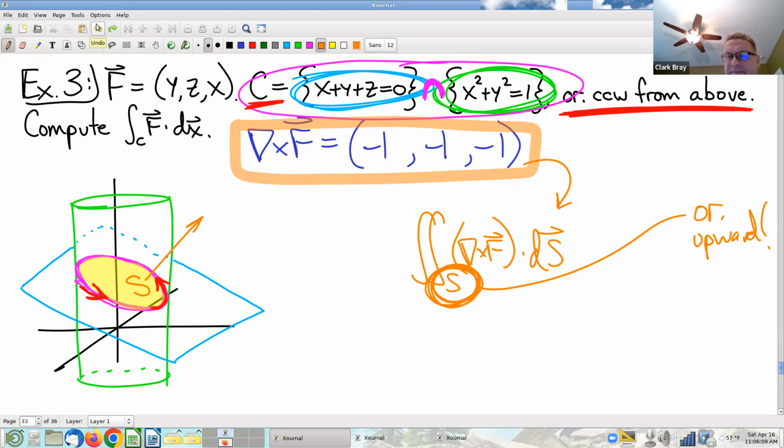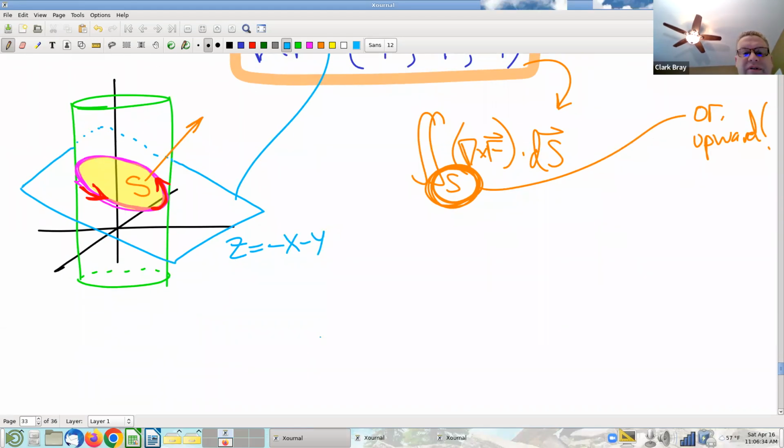So parameterize and plug and chug, right? And what I know about S is, let's see here, well, S is part of my blue surface. Let me do it like this. It's part of that blue surface. I can solve for z. Therefore, viewing it as a graph, I can therefore use the graph parameterization. So s, t, negative s minus t.